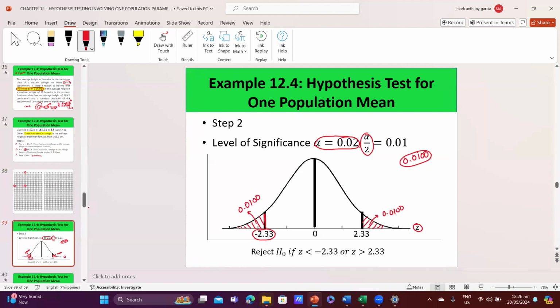Now, since this Z distribution is symmetric and the areas in both the leftmost and the rightmost sides are the same, then the Z-score here at the right side is just positive 2.33. So since the test is two-tailed, we reject H0 if Z is less than negative 2.33 or Z is greater than 2.33.